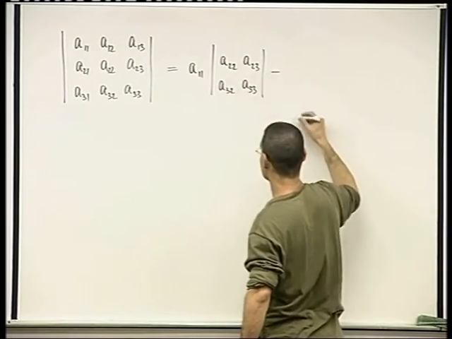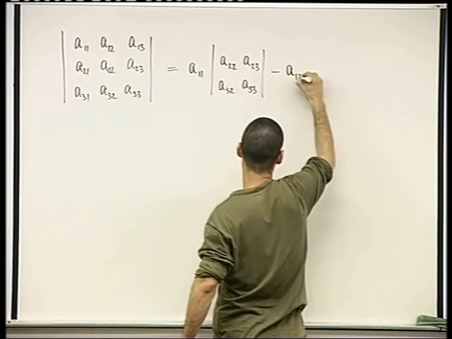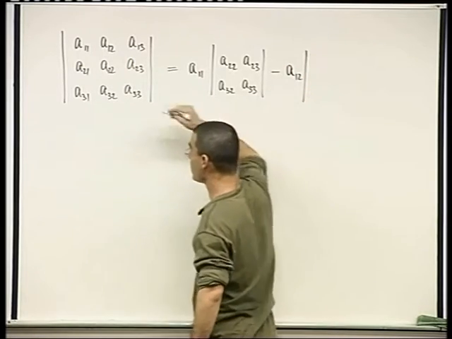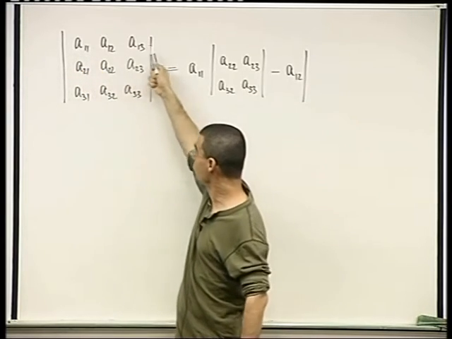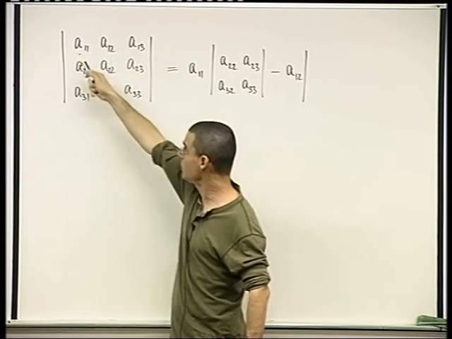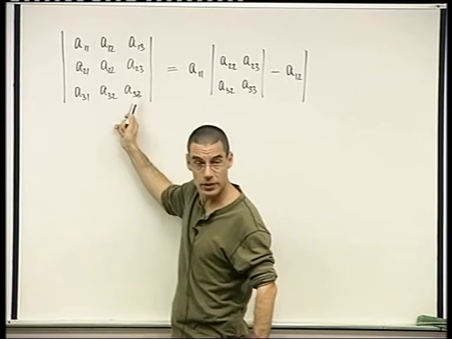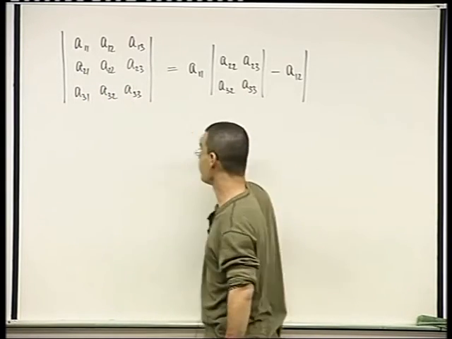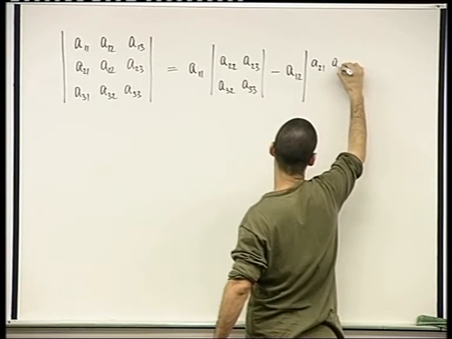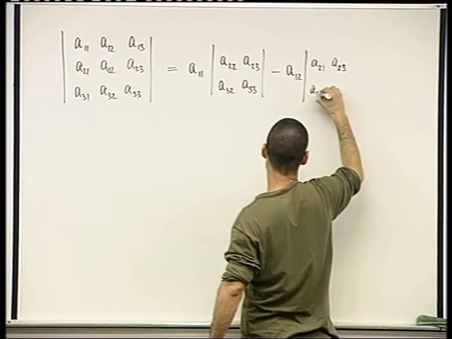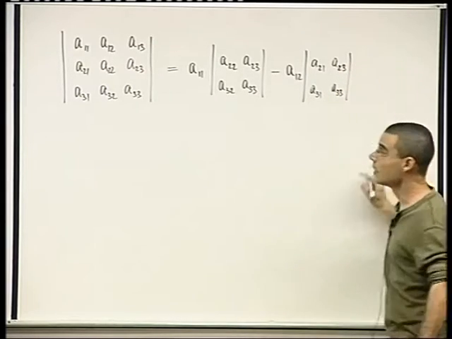Minus, I take A12, and multiply it, cross out, you have to look up here a second, cross out its row and its column, that's this one here. I'm left with a 2 by 2 matrix, take its determinant: A21, A23, A31, A33. Good. We use it in physics.